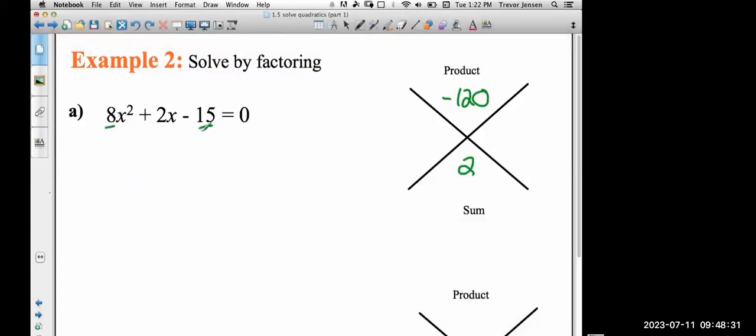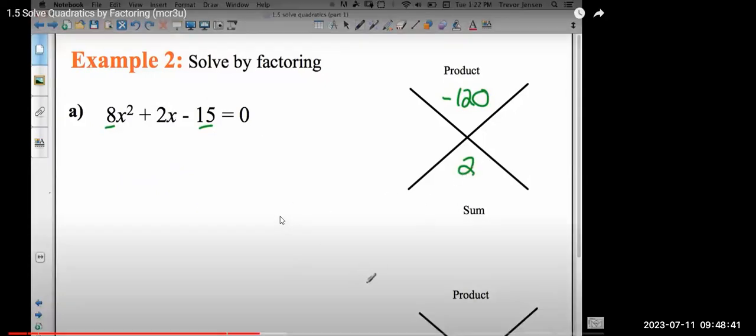We find a product of two numbers that have a product of 8 times -15, so a product of -120, and a sum of your middle term, your b value of 2. And the two numbers that do that are 10 and 12, right? So 10 and 12, 12 minus 10 gives you 2. 12 times minus 10 gives you -120, okay? There you go.